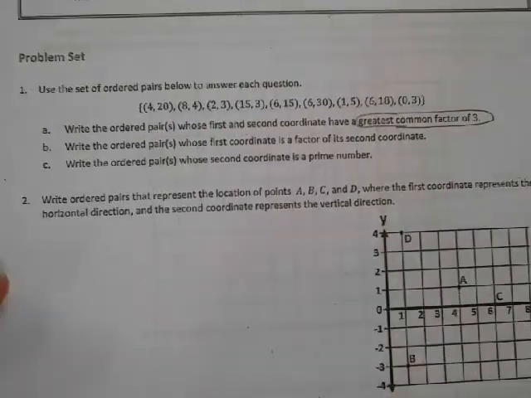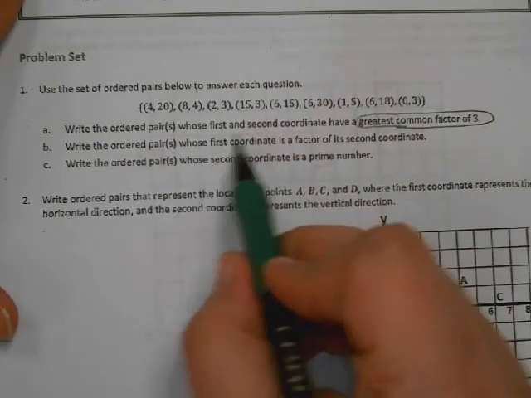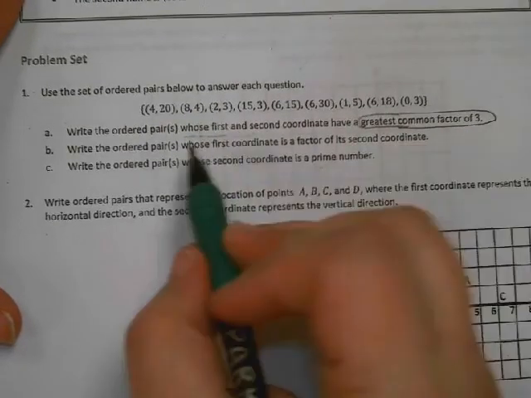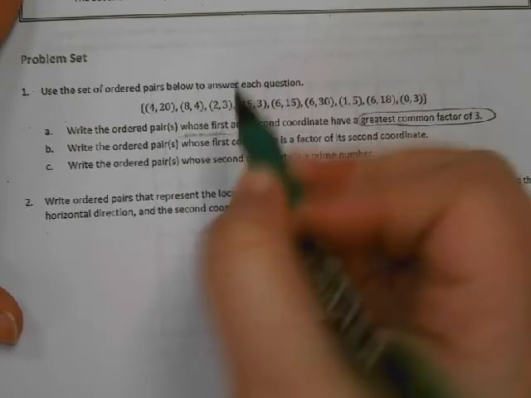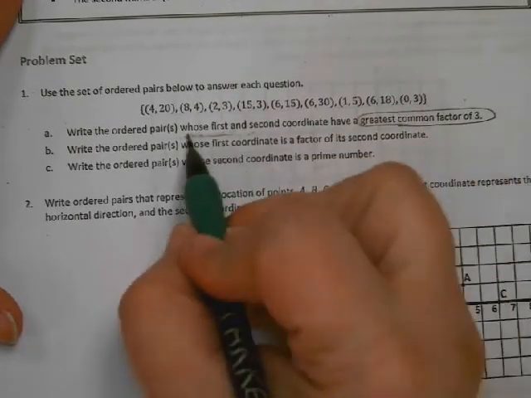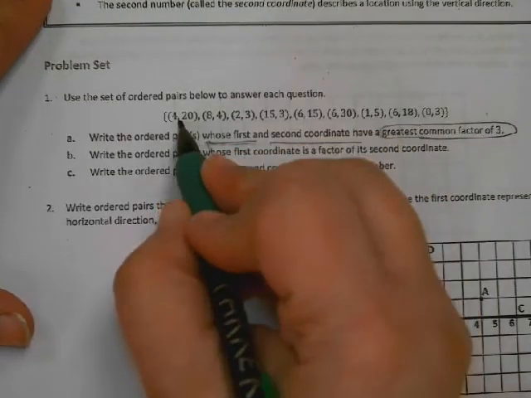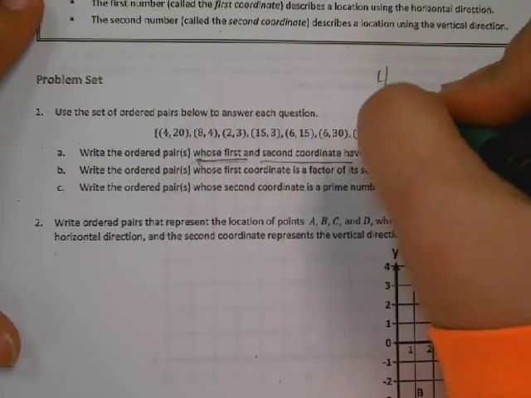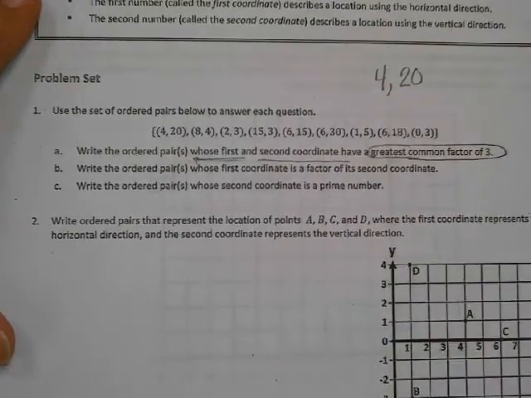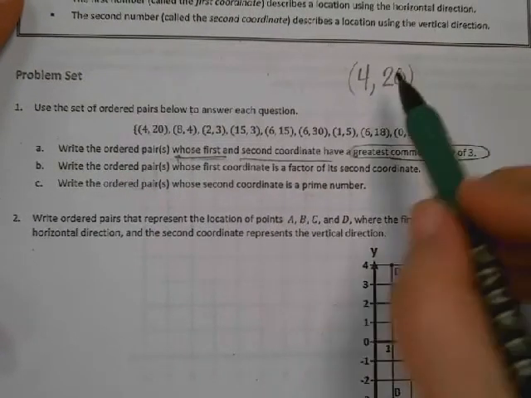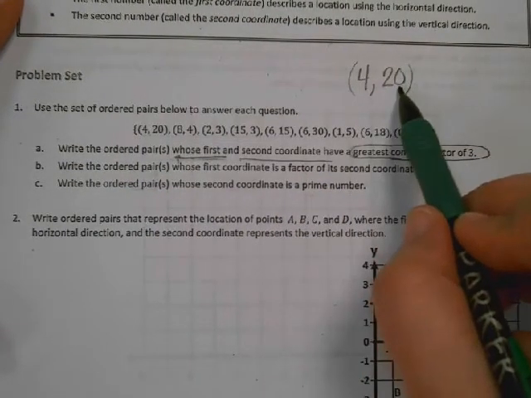So remember, to find the greatest common factor, you have to list out the factors of numbers. And you're going to be looking at the ordered pairs whose first and second coordinate. Sorry, I'm having some issues with the lead in my pencil. So if I look at this first set of ordered pairs, it's 4 and 20. Well, I know that 3 is not a factor of 4 or 20, so that one wouldn't work.